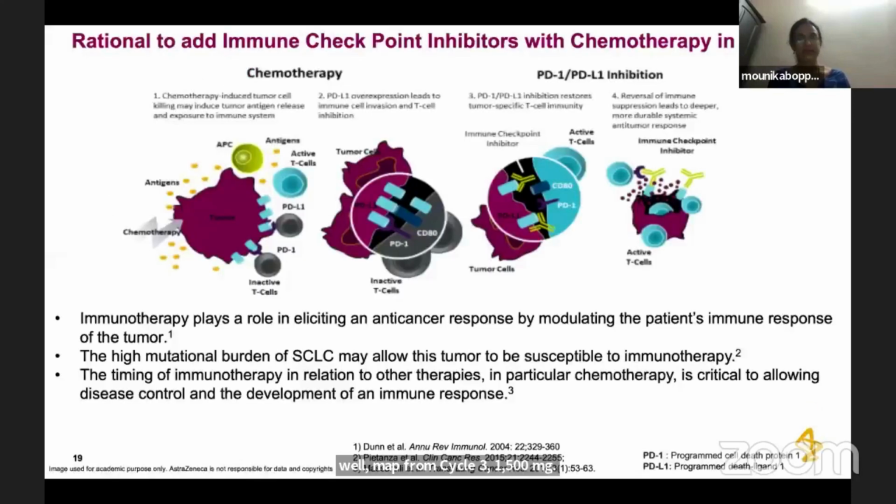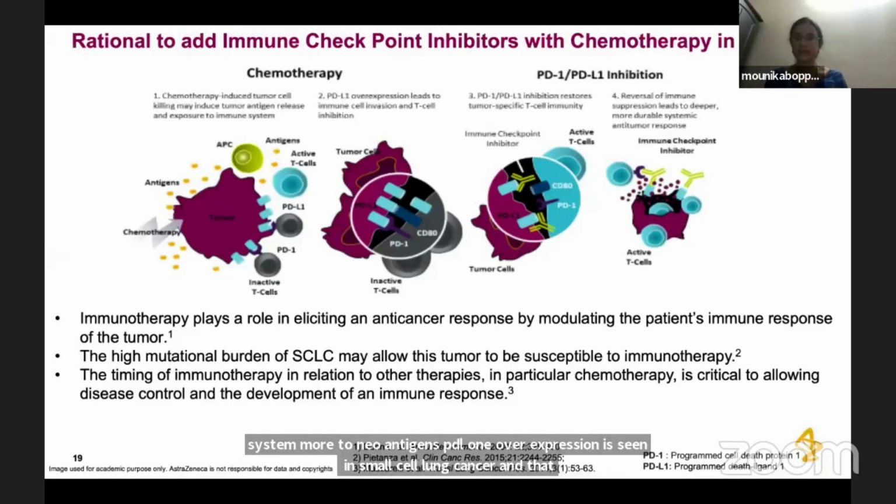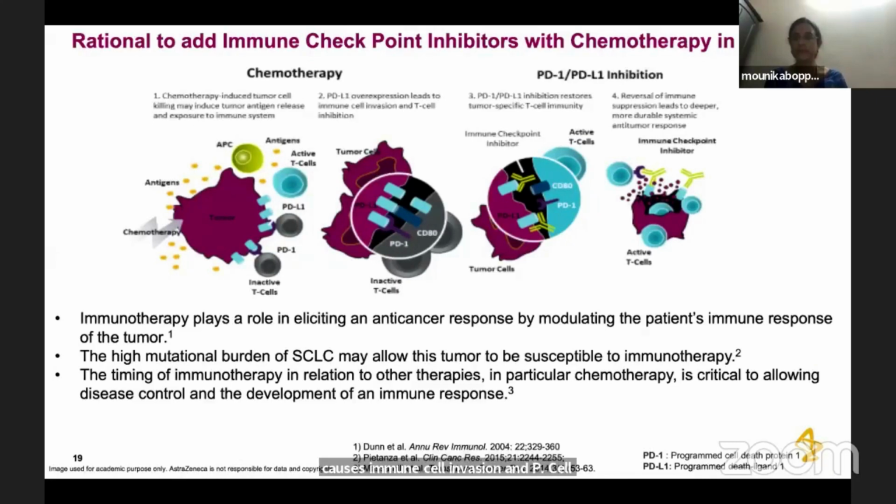What is the rationale in combining immune checkpoint inhibitor therapy in small cell lung cancer? The theoretical rationale is that chemotherapy-induced tumor cell killing may induce tumor antigen release and expose the immune system more to neoantigens. PD-L1 overexpression is seen in small cell lung cancer, and that causes immune cell invasion and T cell inhibition. PD-1, PD-L1 inhibition restores tumor-specific T cell immunity, and reversal of immune suppression leads to deeper, more durable systemic anti-tumor responses.